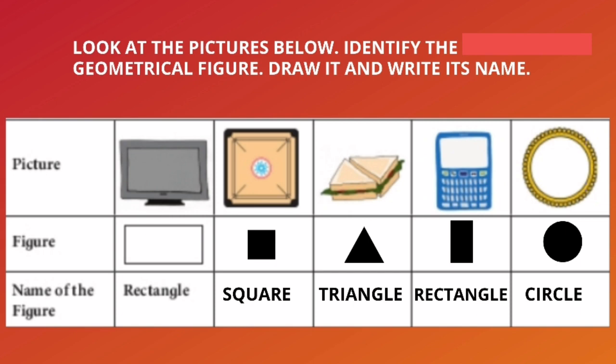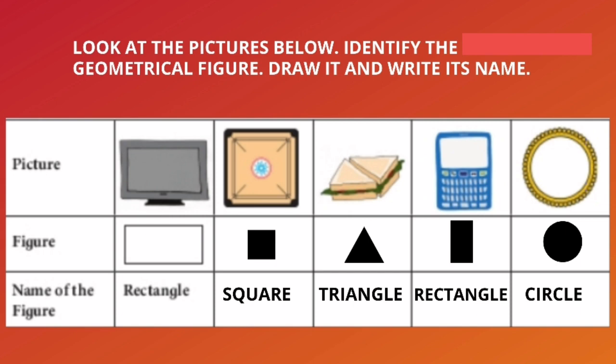Let's begin with our first question. Question number 1. Look at the picture below. Identify the geometrical figure, draw it and write its name. In the given table, you will find 3 rows. First row consists of pictures. In the second row, you have to draw the figure which is similar to the picture. And in the third row, you will write the name of the figure.